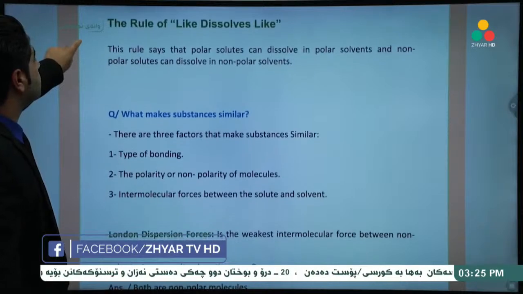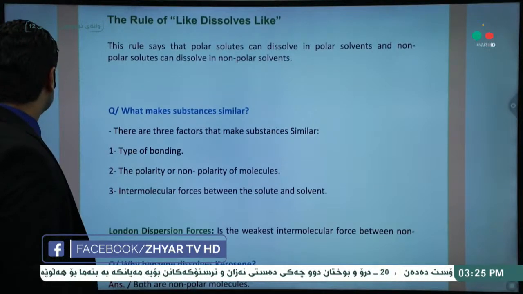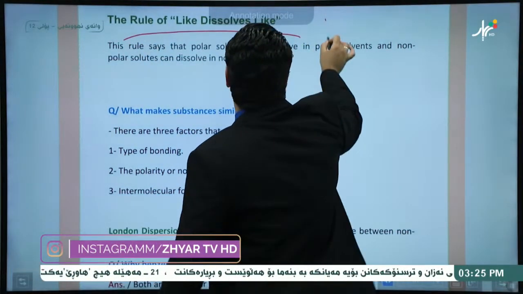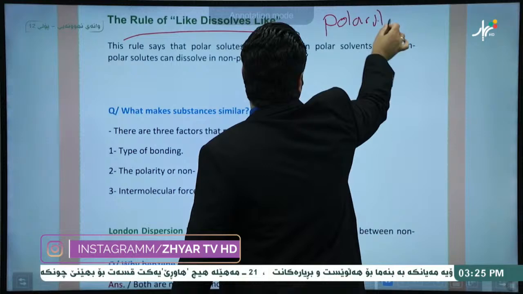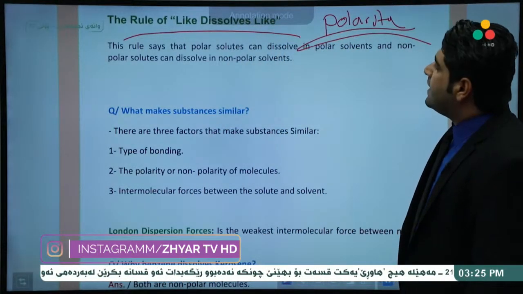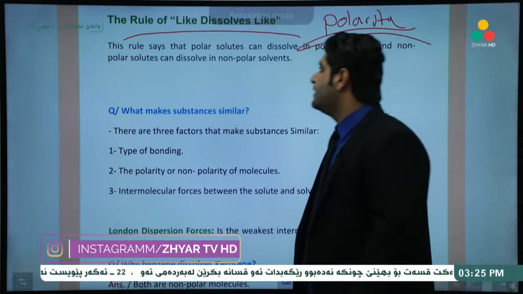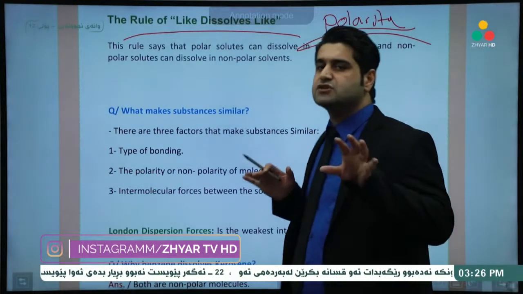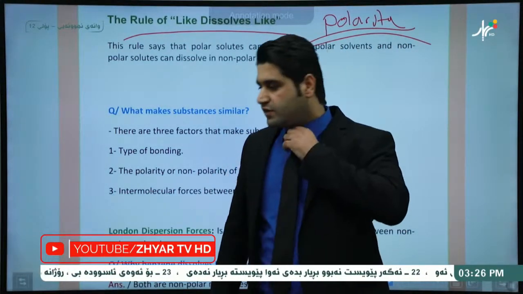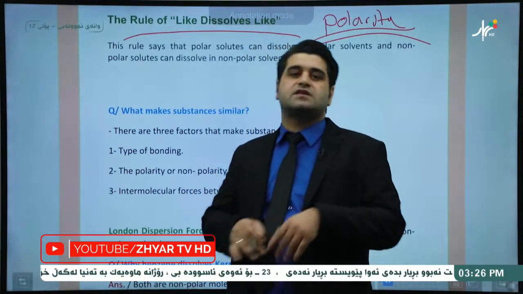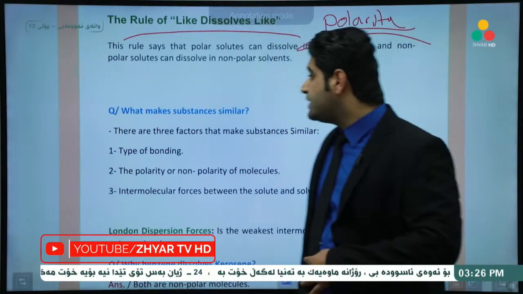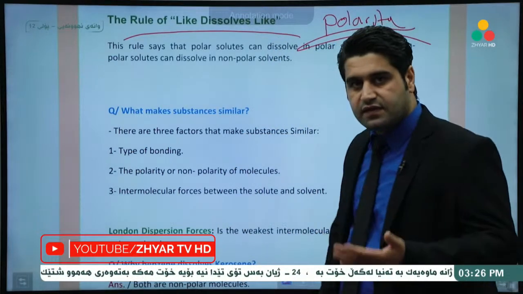Now we have the rule of like dissolves like. Actually, it's very important. The rule of like dissolves like relates to polarity. Chemists use this phrase as an approximation rule to make predictions of solubility between compounds. For example, we have some compounds in the laboratory that can dissolve in others, and some compounds that cannot dissolve in others. So how can we discuss this phenomenon?